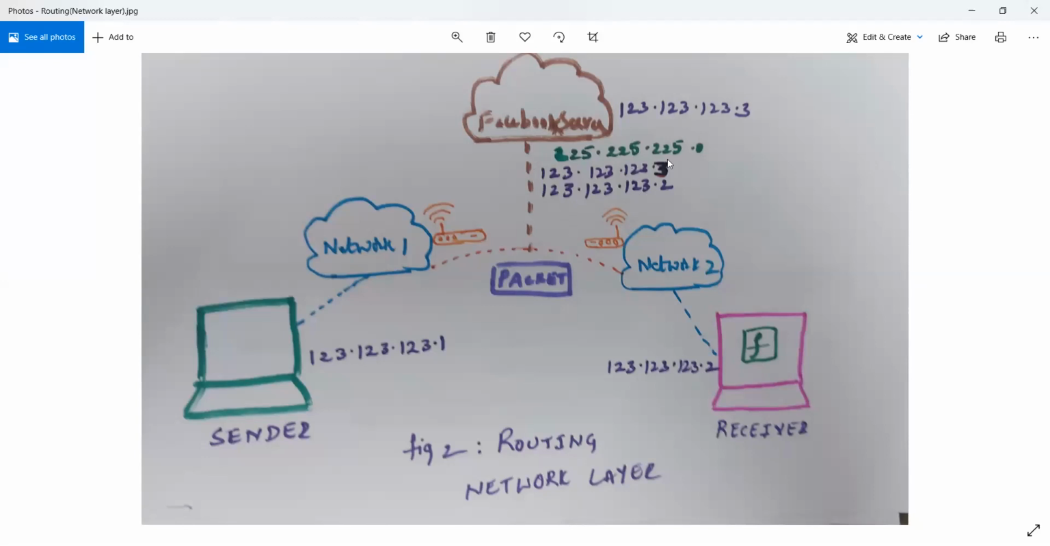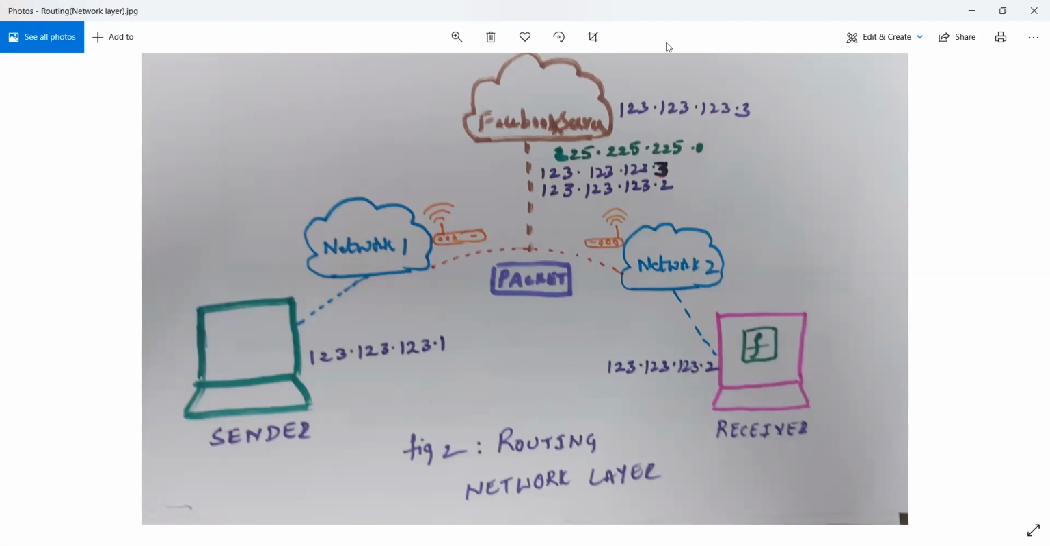Okay, so here we use another thing known as masking, IP address plus masking. Masking means the first 3 groups in this IP address indicate that the data has to move to network 2. And the last group indicates that the data has to be transmitted to the receiver, computer B. So based on the IP address plus masking, the data goes from the Facebook server to the receiver. The transmission of packets from the source to the receiver is known as routing. Clear? It is based upon the IP addresses plus masking.